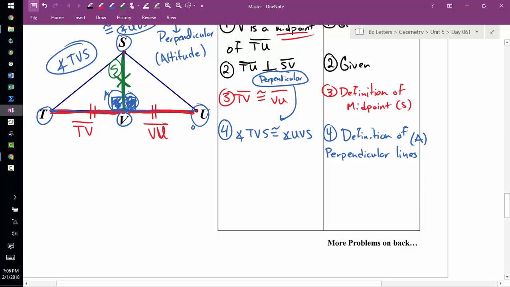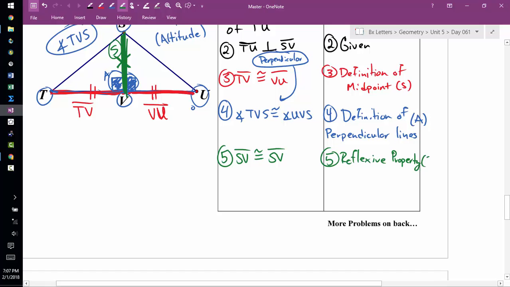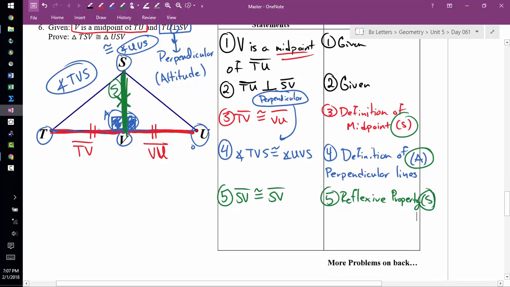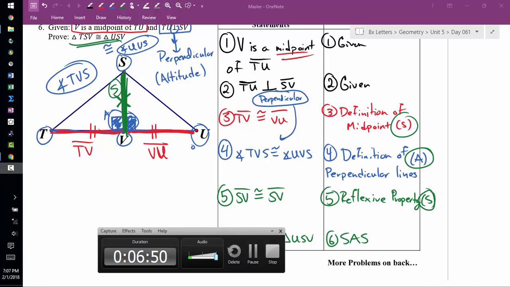So now I've got side angle, and the last thing is this reflexive side, SV. So 5, SV is congruent to itself, SV. That is the reflexive property. And I am ready to wrap this up with side angle side. I'm going to scroll up so I can see what they want me to prove, so I don't make a mistake in copying. Triangle TSV is congruent to triangle USV, and that is because of the side angle side postulate. All right, let's wrap it up with number 7 in the next one.